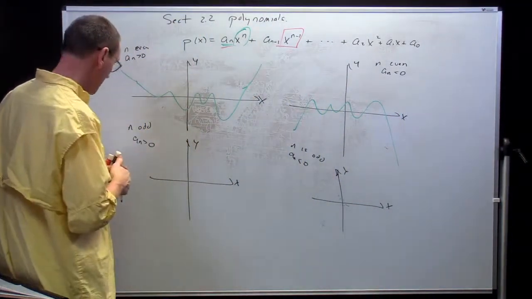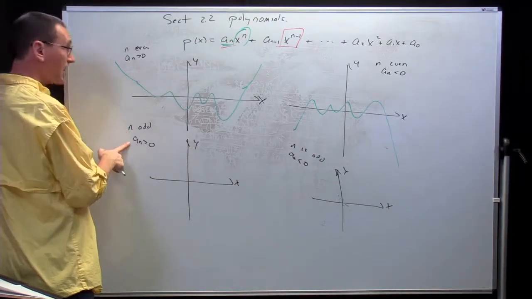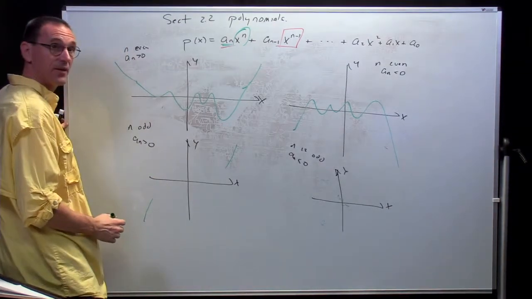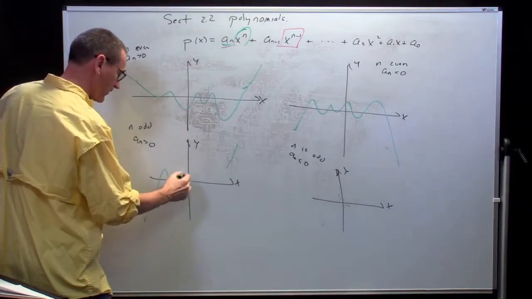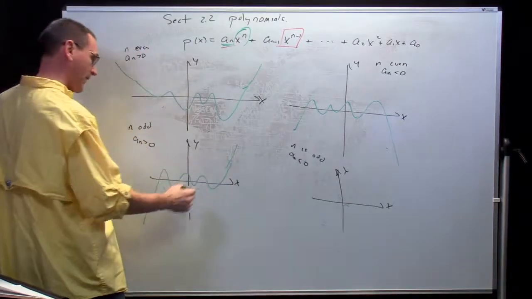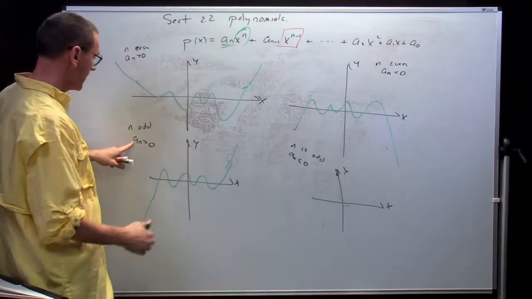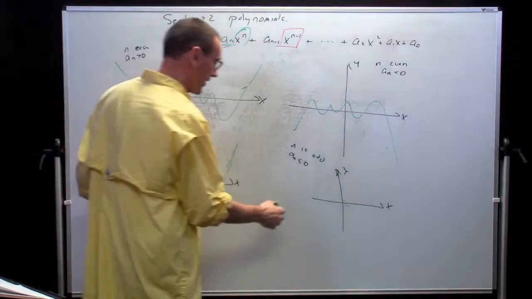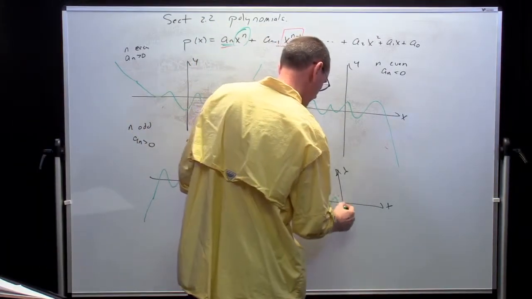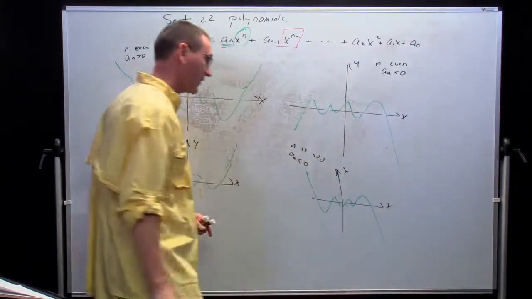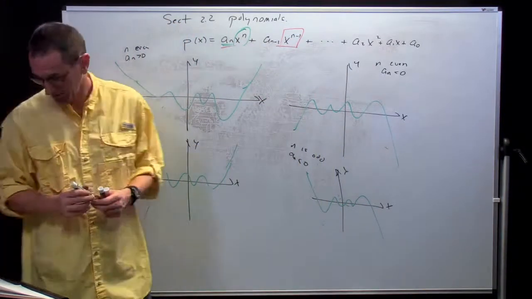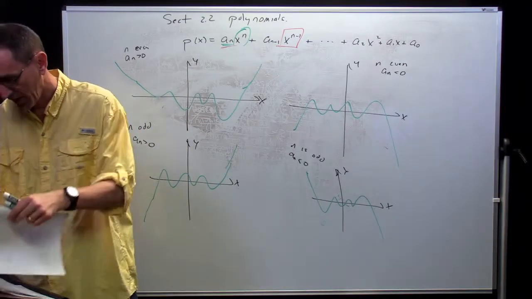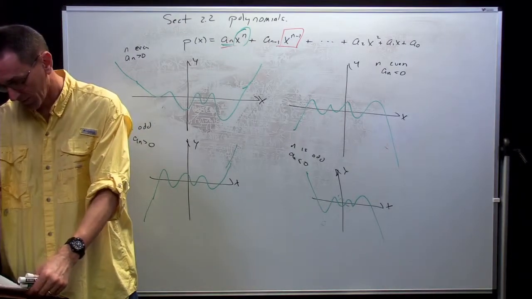Okay? If n is odd, and the an is positive, it's going to get big out there, and going to get very negative out there. So I can have something like that. And if an is negative, basically this whole thing flips. This becomes positive, this becomes negative. So I can have something like that. Okay? So the question is now, how do we figure out what's going on with that?